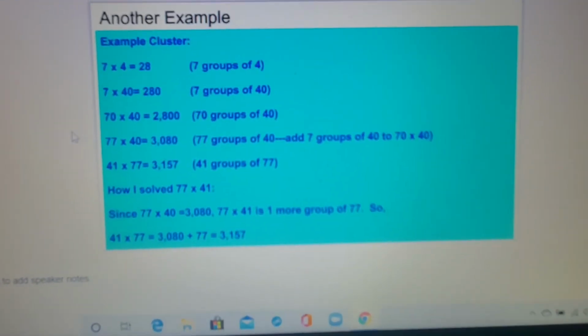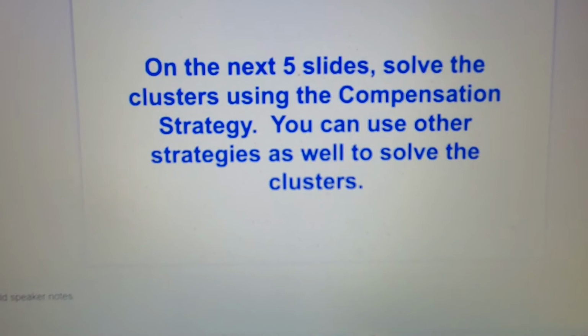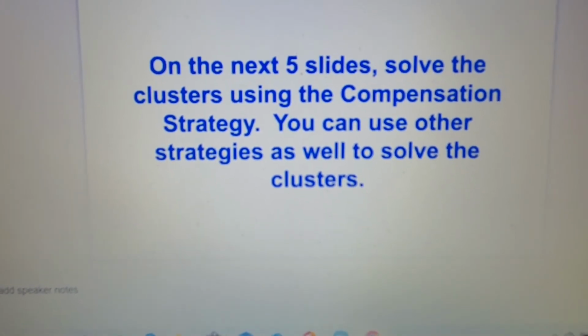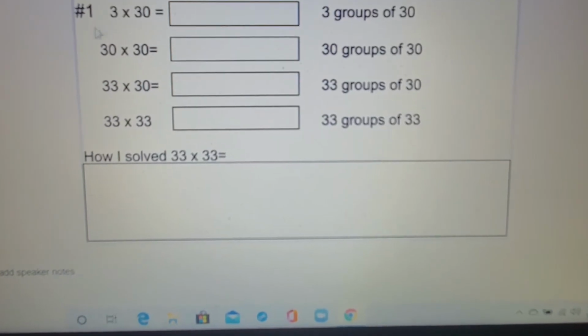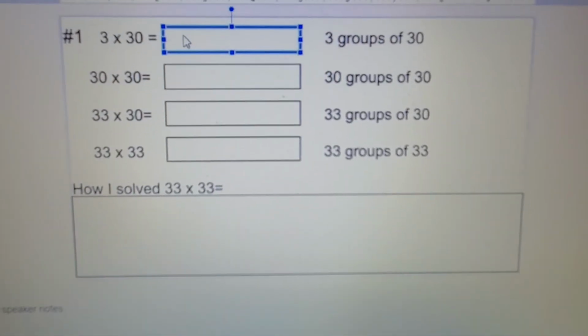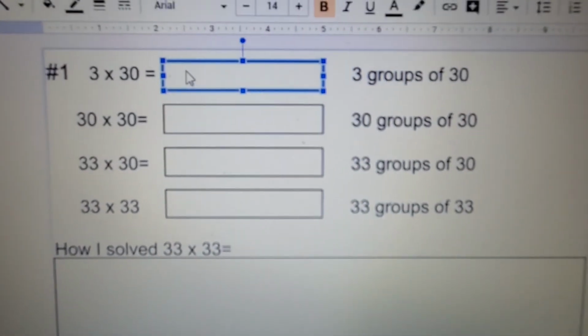So let's look at 2 examples. Don't forget the direction page. So you have 5 problems. So if you watch this video, you get 2. All right, so 3 times 30. Well, I know 3 times 3 is 9, so this would be 90.